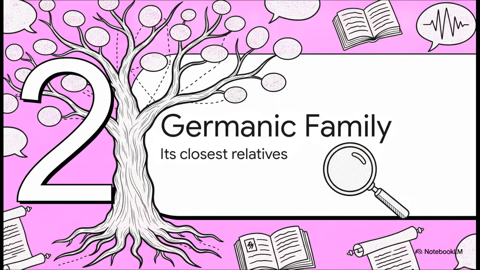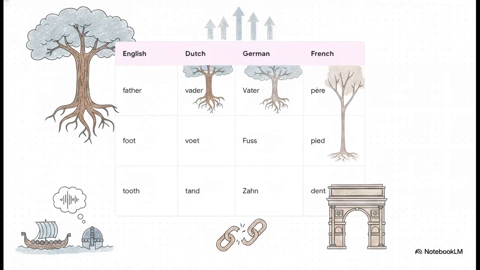Moving on to section 2, the Germanic language family. To really get Old English, we have to look at its closest linguistic cousins. This comparison here perfectly proves that Old English is fundamentally a Germanic language. Just look at the breakdown.